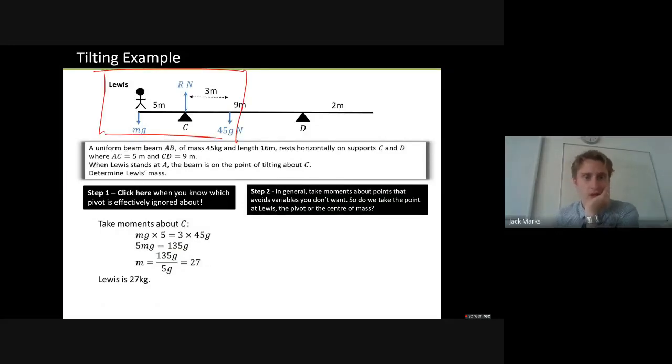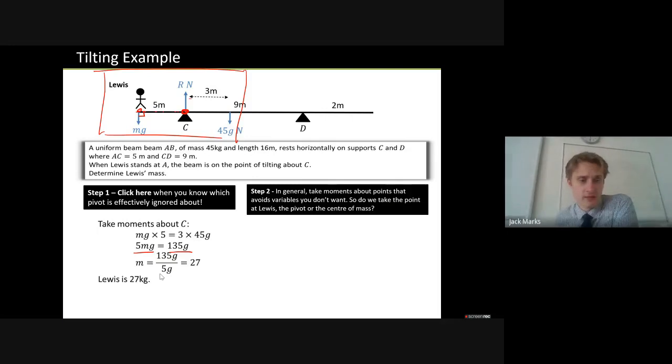as your question. Well, you could take moments from Lewis or from the pivot. It really doesn't matter. Here they've done it from the pivot. So 5 to the left is perpendicular, 5 mg. That's anti-clockwise, is equal to, on the other side, 3 times 45. So we can find out Lewis's mass fairly simply. So tilting questions are really nice questions, because they take a lot of the difficulty out of the question.